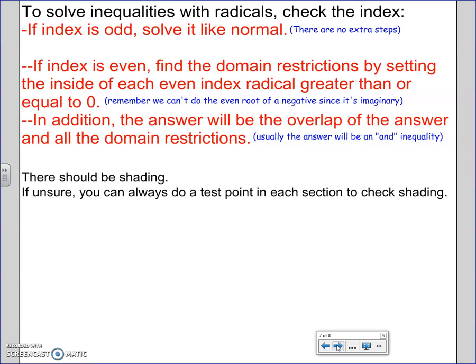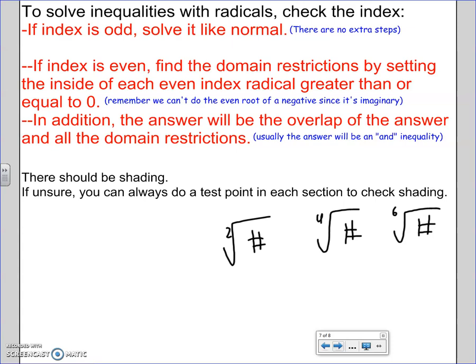But if the index is even, for example, it might be a square root of a number, or the 4th root of a number, or the 6th root of a number, those are even indexes. You have to find the domain restrictions by setting the inside of each even index radical greater than or equal to 0. Remember, we can't do the even root of a negative because that's going to be imaginary. We have i. In addition, the answer will be the overlap of the answer and all the domain restrictions.